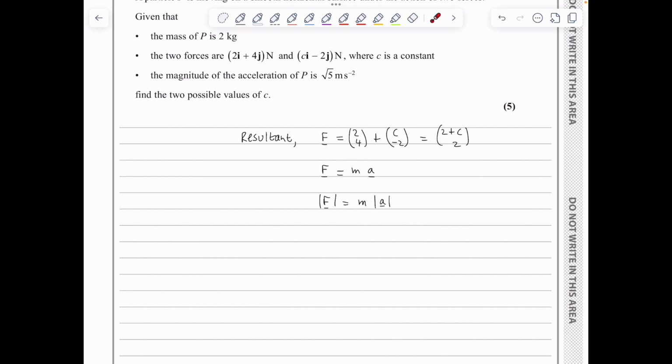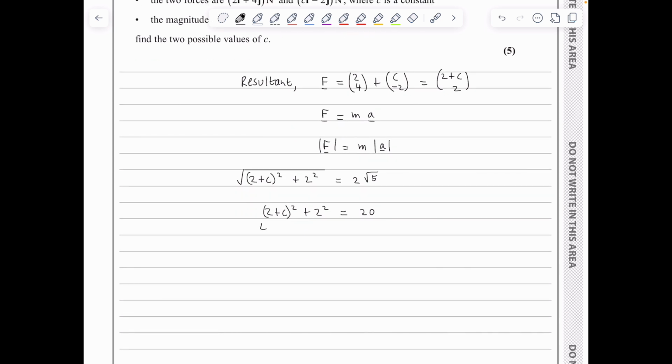Now the magnitude of F is given by Pythagoras. So we're looking at 2 plus C raised to the power of 2 plus 2 squared and all under a square root, being equal to the mass of 2 times the magnitude of the acceleration, which is root 5. So the first thing to do is square everything, taking me to 2 plus C raised to the power of 2 plus 2 squared is equal to 20. And I will proceed by expanding. We get 4 plus 4C plus C squared plus 4 is equal to 20.